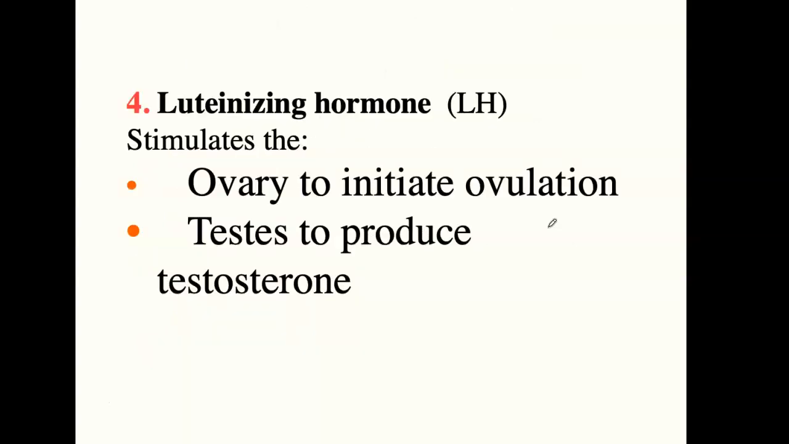The fourth one is luteinizing hormone. So luteinizing hormone then coming from the pituitary is going to stimulate the ovary to initiate ovulation and the testes to produce testosterone. So do you see the sequence of events? It's always hypothalamus affects the pituitary, which then releases a hormone that affects yet a different organ.